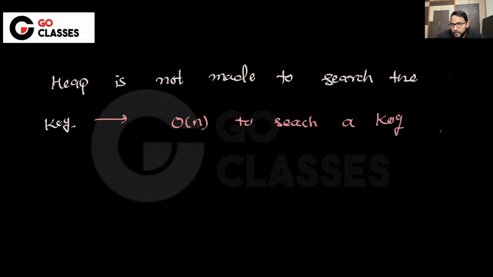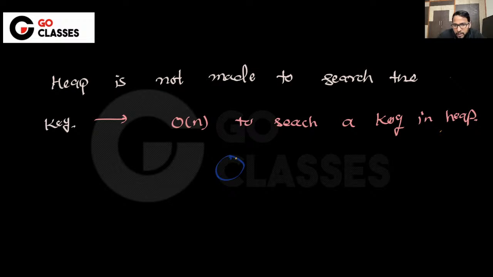I mean, there are different purposes for heap. It is generally for the priority queue, for finding the smallest or maximum. But it is not made to search the keys. So if you want to search any key in the heap, it might take order of n to search a key, because there is no systematic way in the way we have arranged the heap.